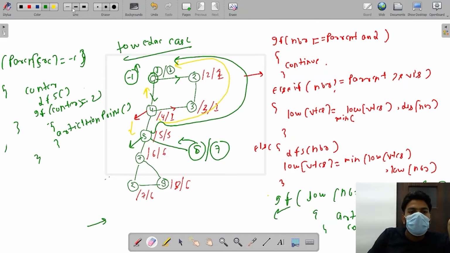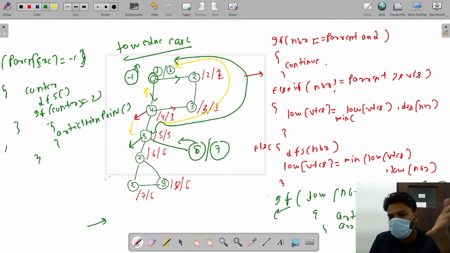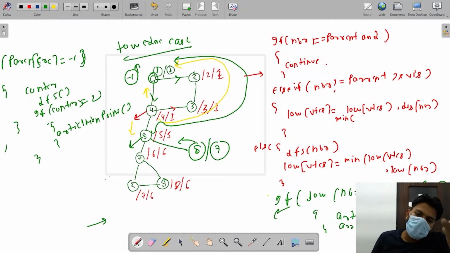So what we have to do, we have to put an array here. Array at this stage, AP equal to 1, or articulation point equal to 1. Anything you can take out. Articulation point equal to 1, or articulation point equal to value. Anything you can put. First you have to just figure out what you have to find out.